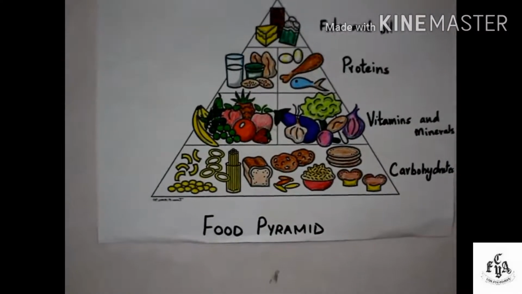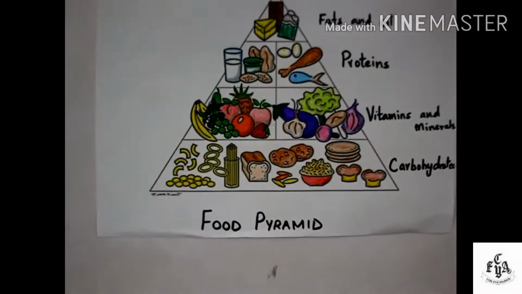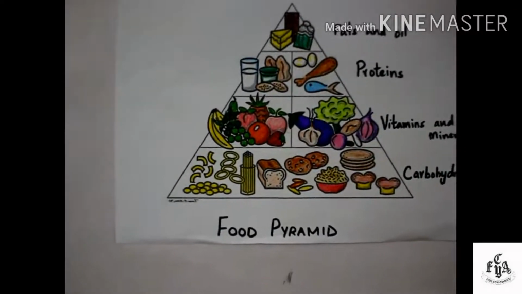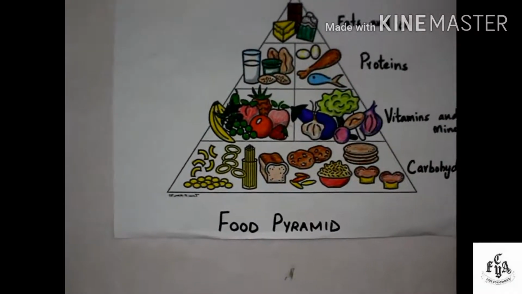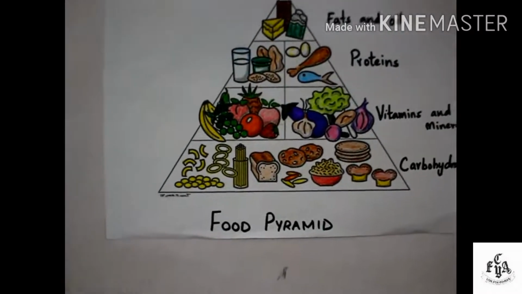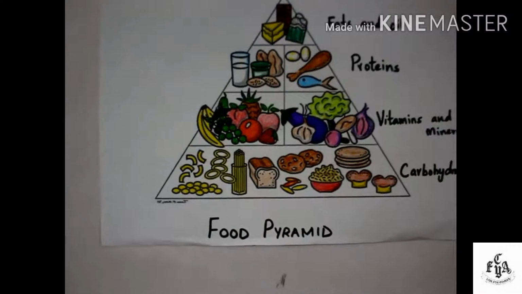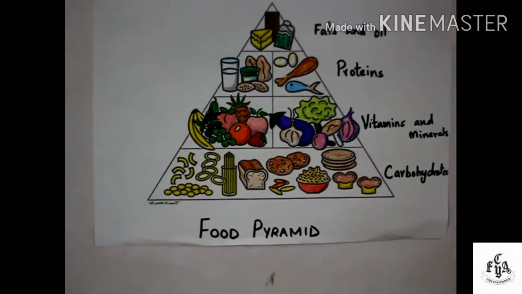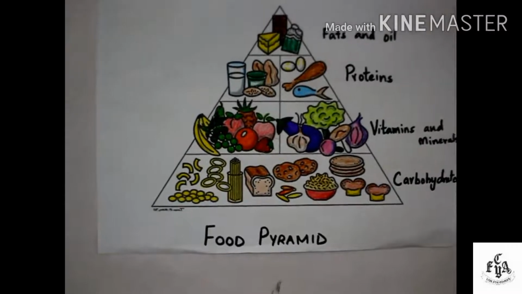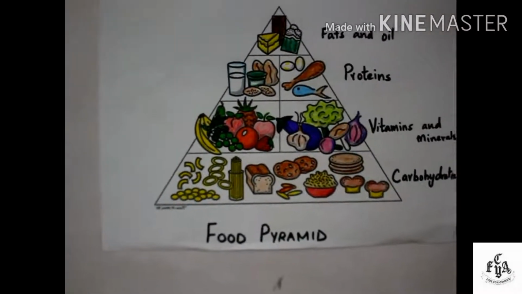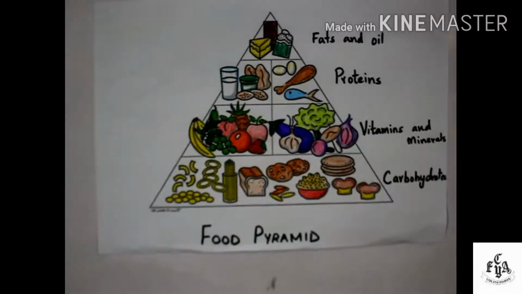Now we come to the proteins kind of food. Proteins are used for the growth of the body. They help to make new cells. So we have to take proteins on a daily basis, and the examples are meat, eggs, fish and beans, etc. Then come the fats and oil. Fats and oil give us energy as well. They can be stored in the body. The examples are milk, butter, cheese and eggs, etc.